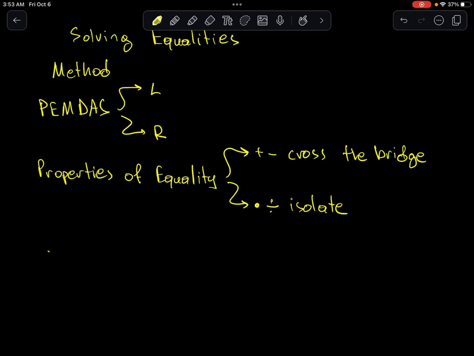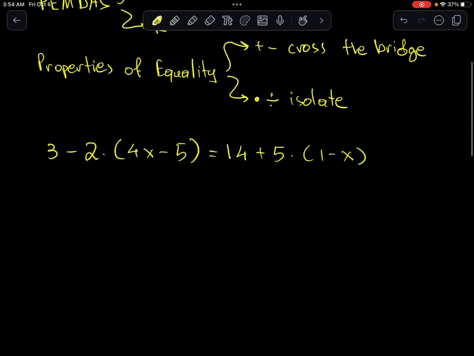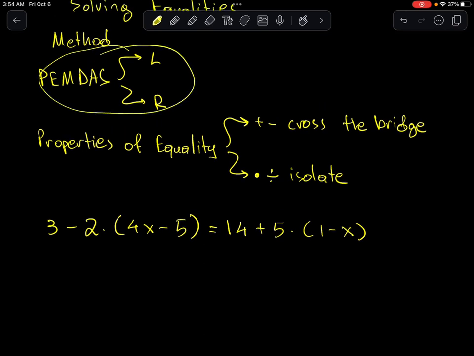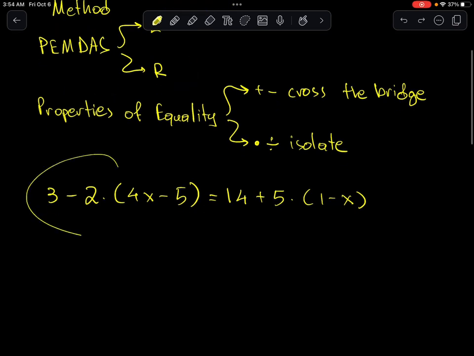Suppose we would like to solve this equality. It's really an equation. An equality with an unknown is called an equation. Okay, so here's how we start. The first step is to apply PEMDAS to the left and PEMDAS to the right. This is the left and this is the right.